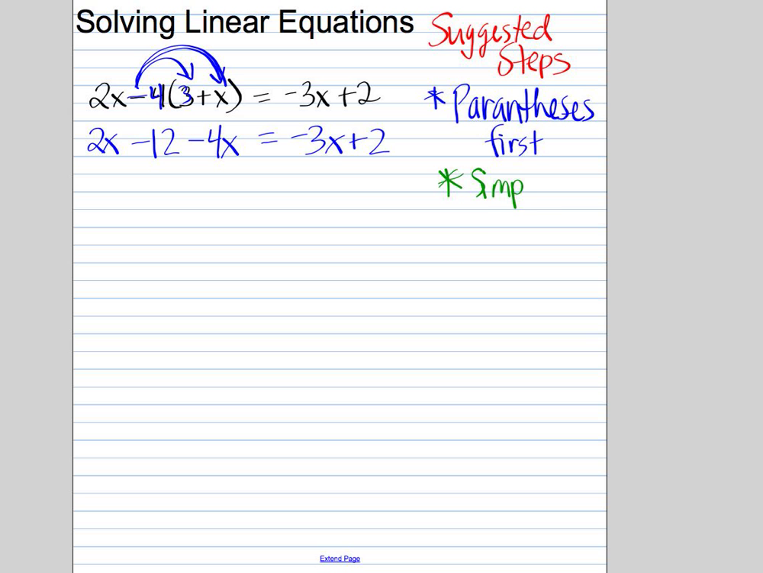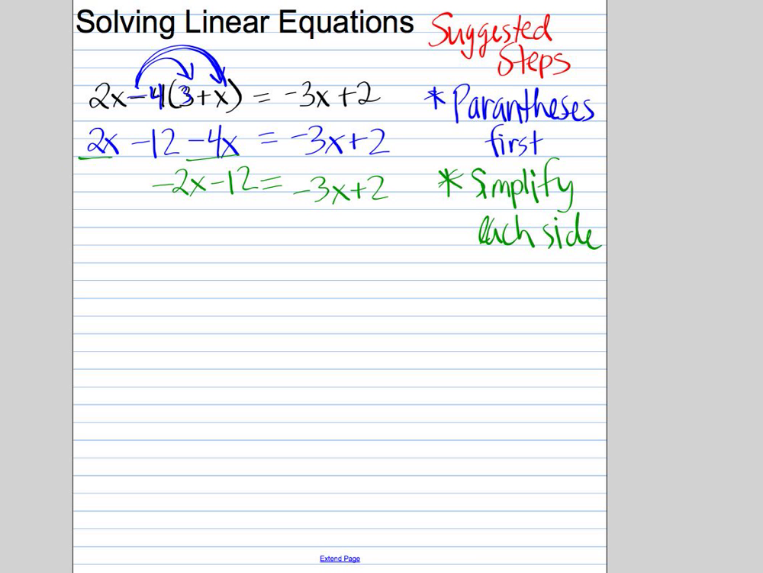Now we look to the right side and we see it doesn't need to be simplified. It's already fairly simple. But on the left side, did you notice that the x's can be put together? So we should rewrite that as -2x minus 12. We simply simplified here.